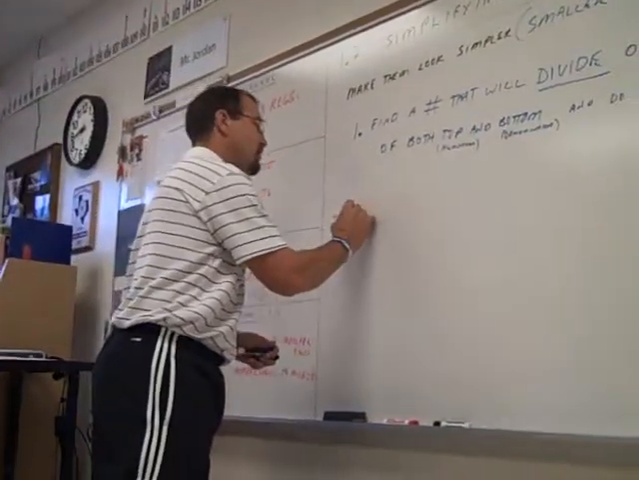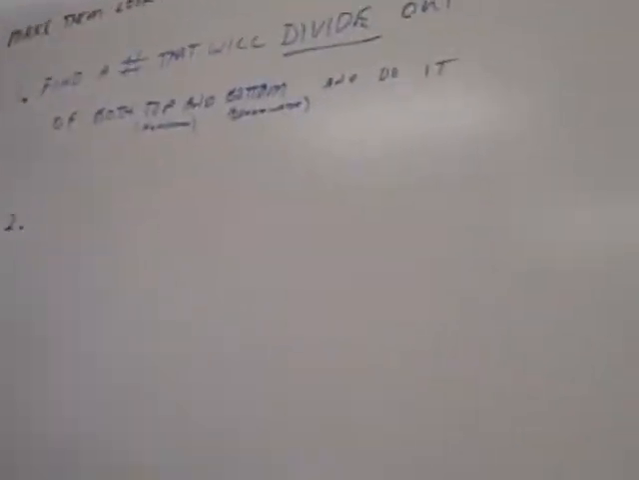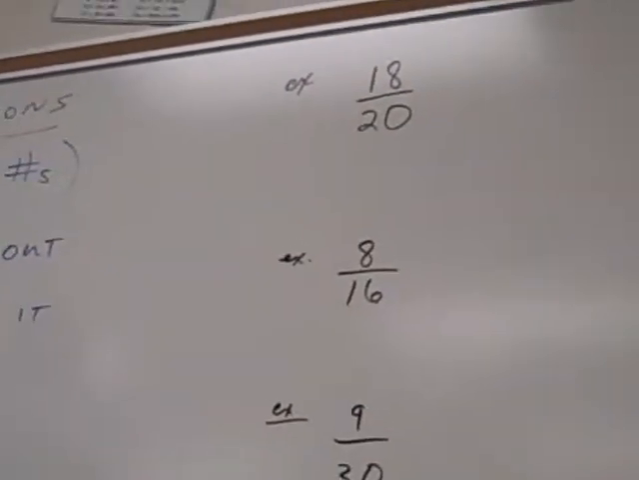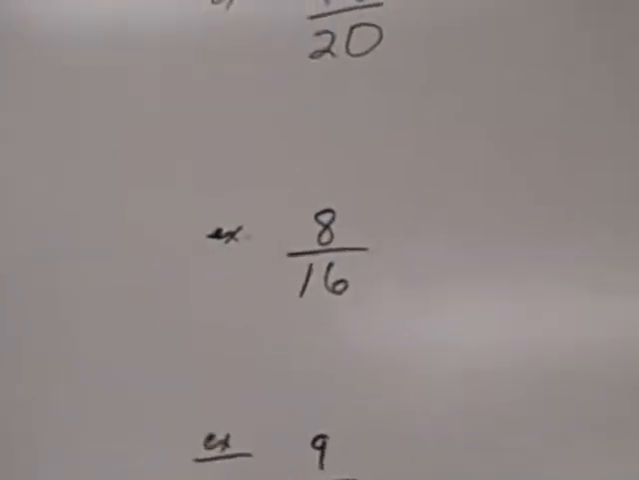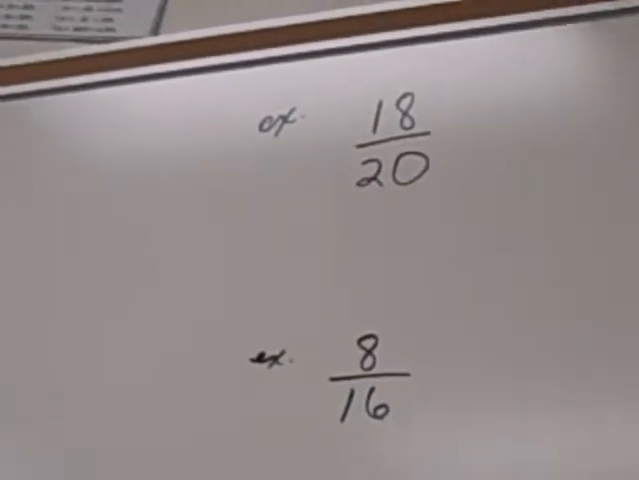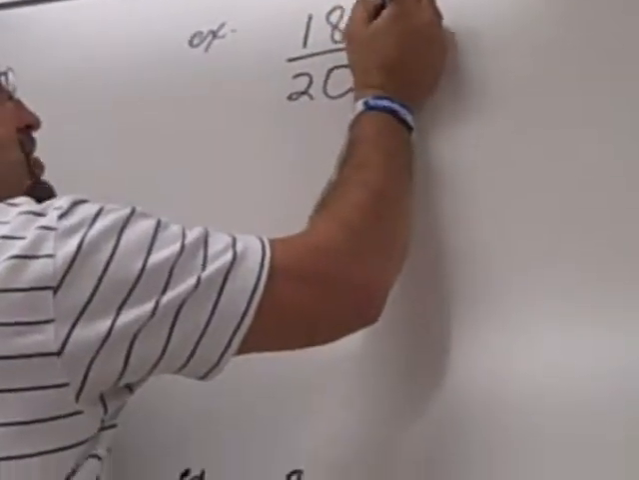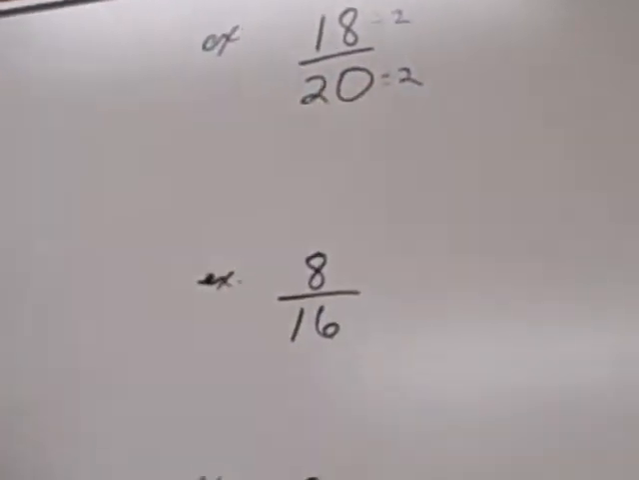There's going to be a step 2, but I'm going to go over to our first example and let's do step 1. What number will divide out of an 18 and a 20? 2. Do we all agree? A 2 will divide out of 18 and a 20. So let's write it. Divide by 2, divide by 2.